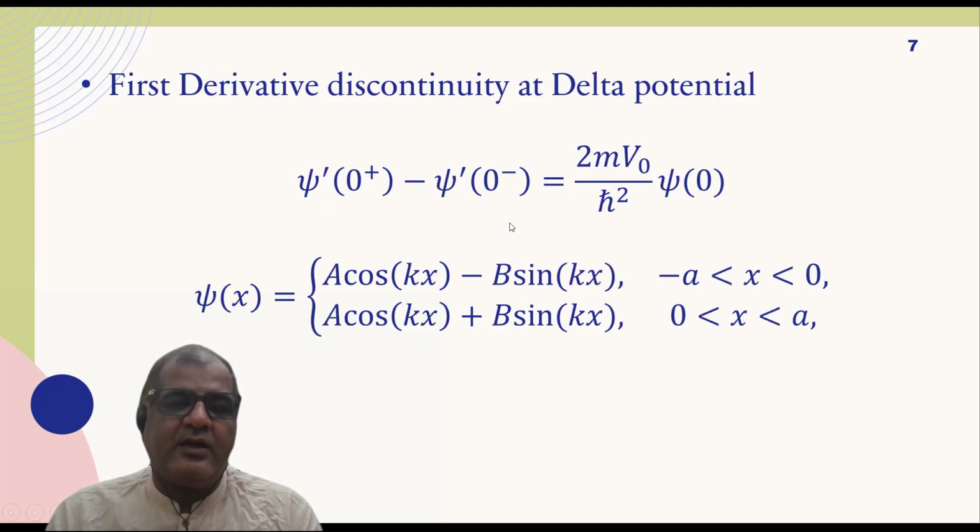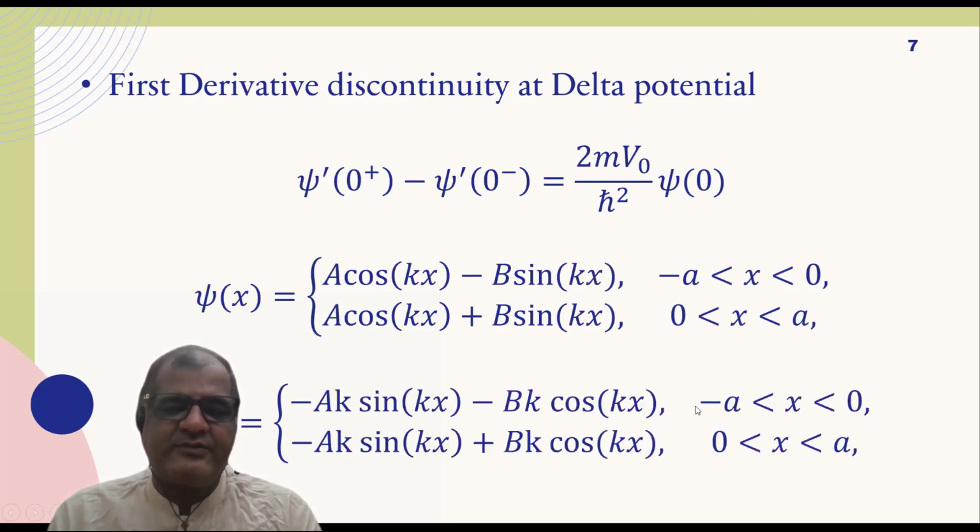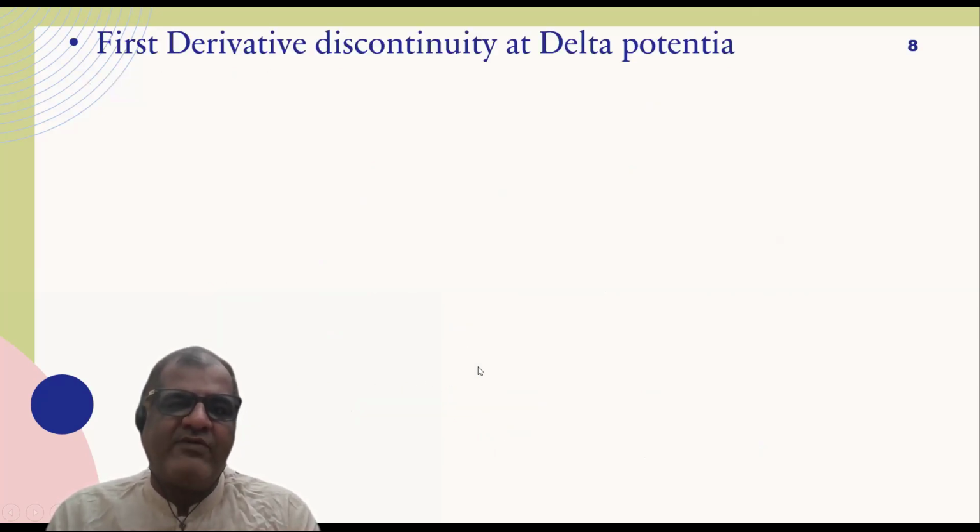Now here we have psi of x already defined. We can differentiate it to find psi dash of x, and now I can find psi dash at 0 plus using the wave function just after the delta function, and similarly psi dash at 0 minus using the wave function just before the delta potential. This is the left of the potential barrier, and this is the right of the delta potential barrier. So I can use this function we have defined, differentiate it, put x equal to 0, and solve this.